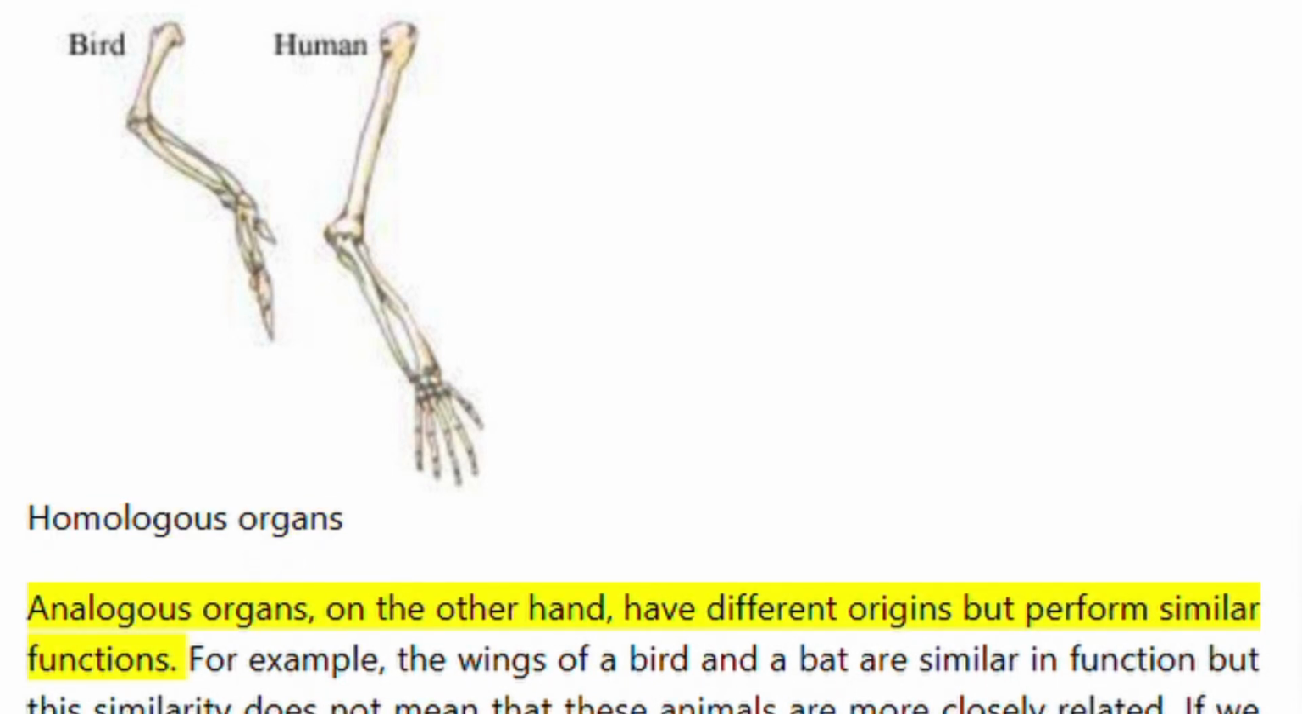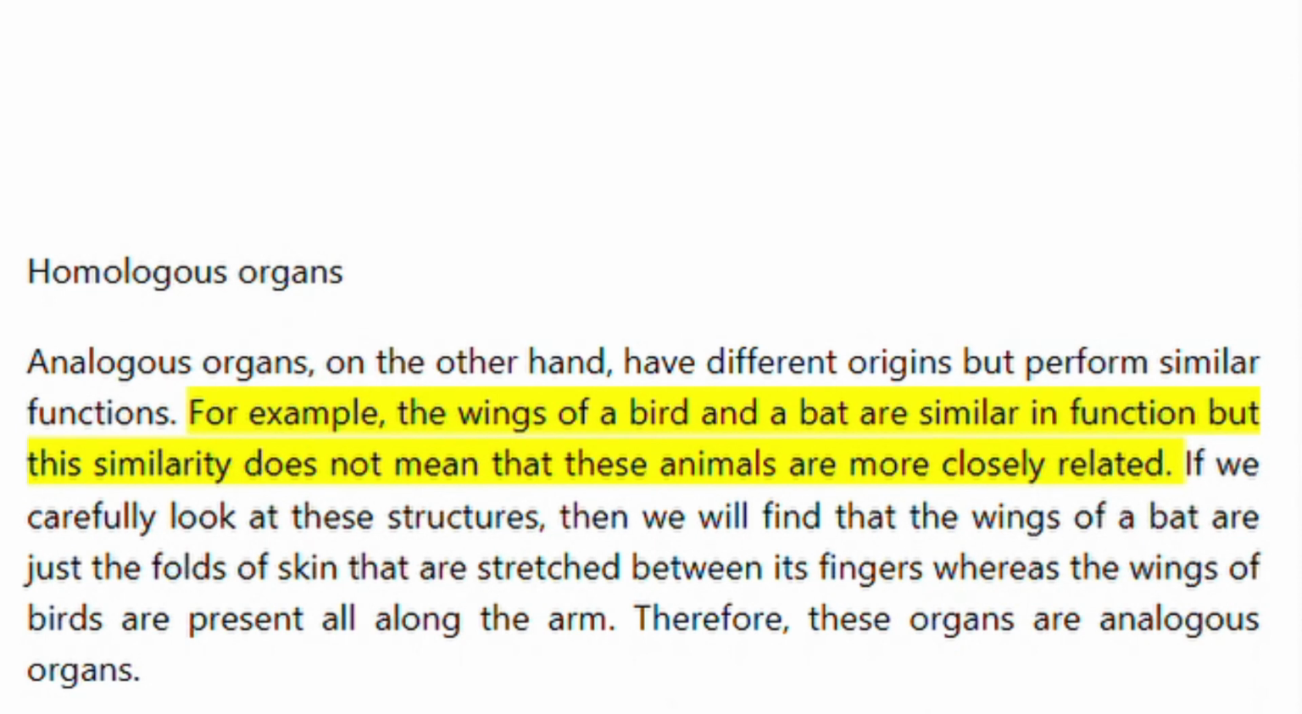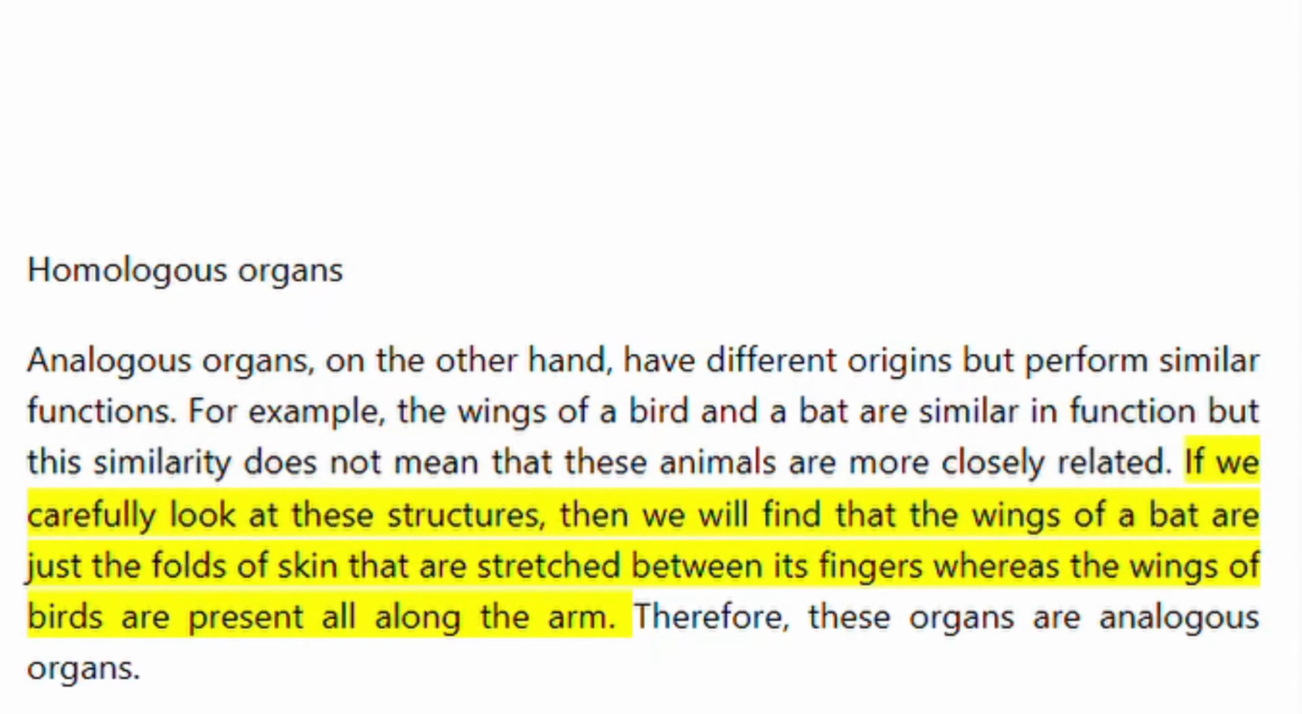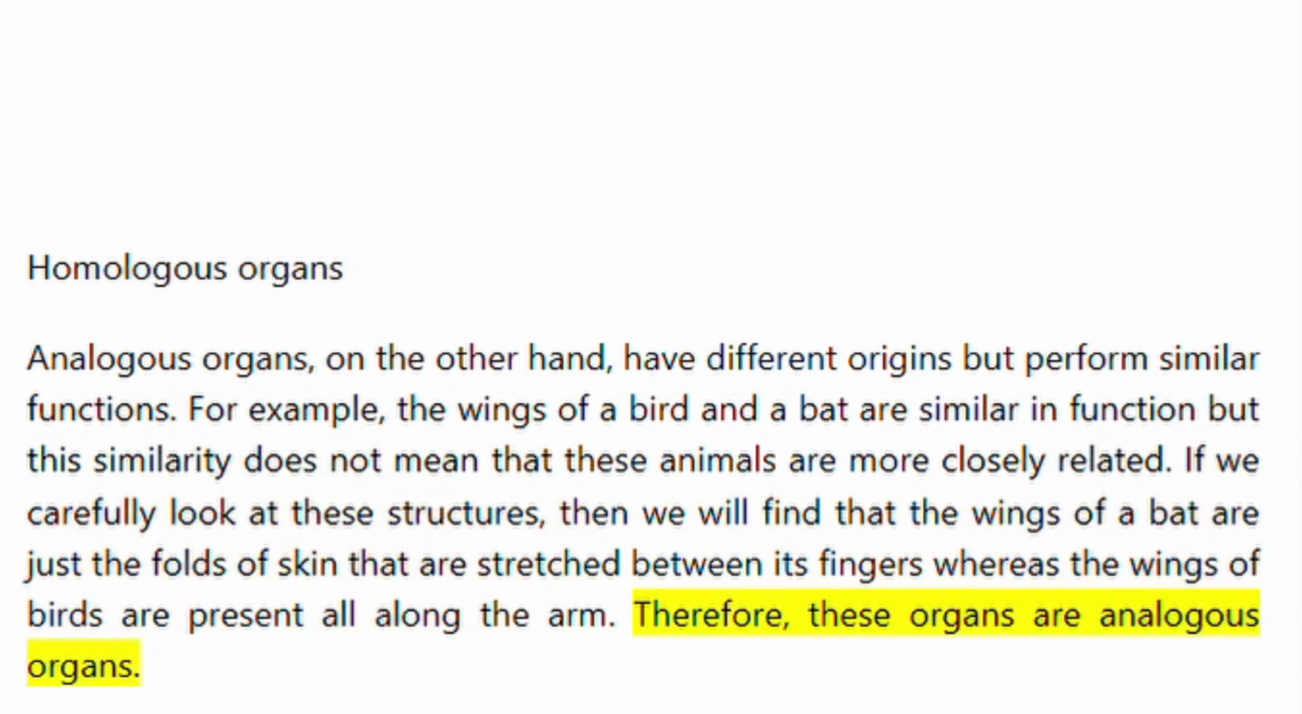Analogous organs, on the other hand, have different origins but perform similar functions. For example, the wings of a bird and a bat are similar in function, but this similarity does not mean that these animals are more closely related. If we carefully look at these structures, then we will find that the wings of a bat are just the folds of skin that are stretched between its fingers, whereas the wings of birds are present all along the arm. Therefore, these organs are analogous organs.